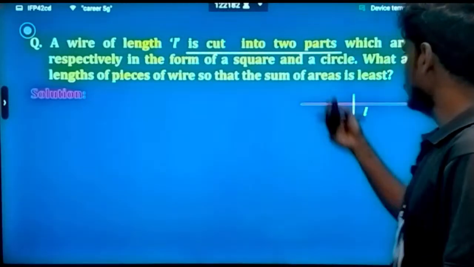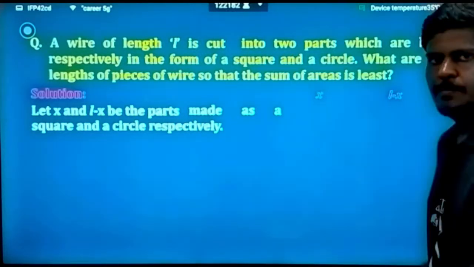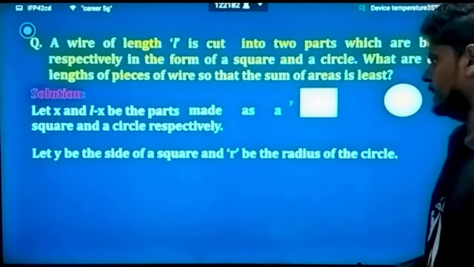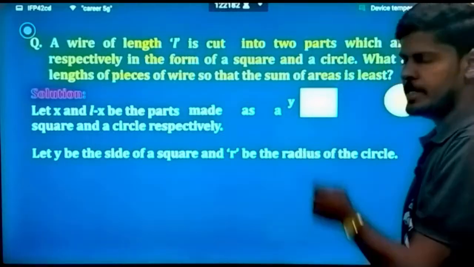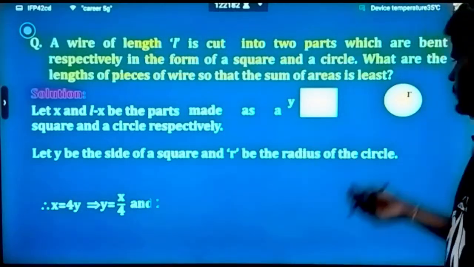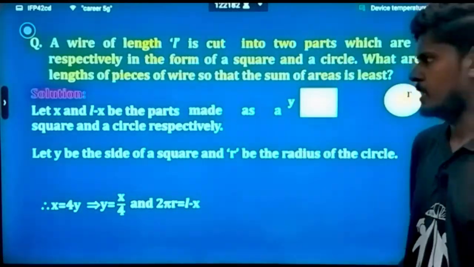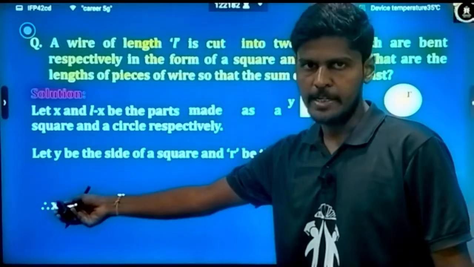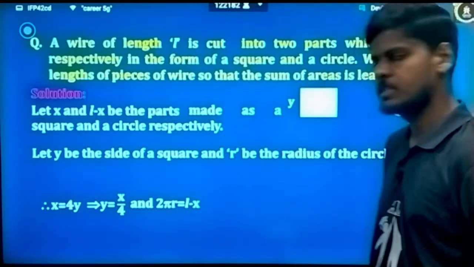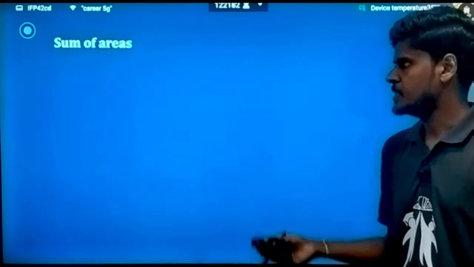So a wire of length L is split into two parts. Let the parts be X and L minus X. That means this X is the total perimeter, and that is given by: if the side is y, X will be 4y, and r is the circumference. That means we will have 2 pi r as L minus X, the remaining portion of the segment. So instead of taking two variables X and y, we can also directly write X as the side, meaning 4X is the perimeter. Similarly, we can find the circumference.